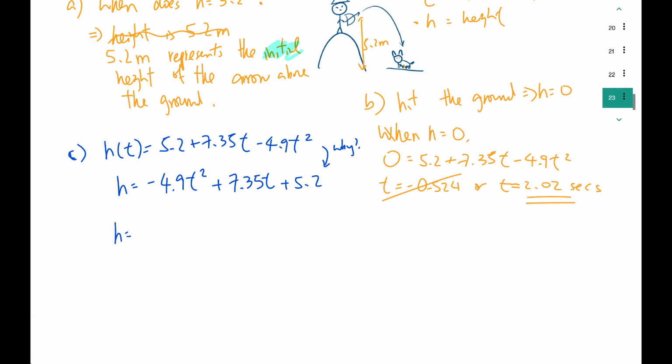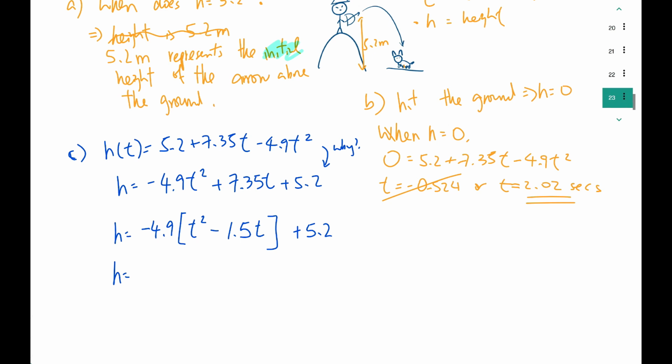Next, to complete a square, we need to factorize this term out. So I'm going to factorize negative 4.9. So it'll be t squared, a plus becomes a minus, 7.35 divided by 4.9 is 1.5. A really nice number in terms of A-level maths. The 5.2, we don't have to do anything about that. Completing square has nothing to do with the constant term.